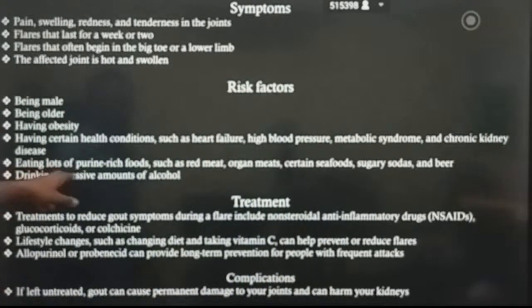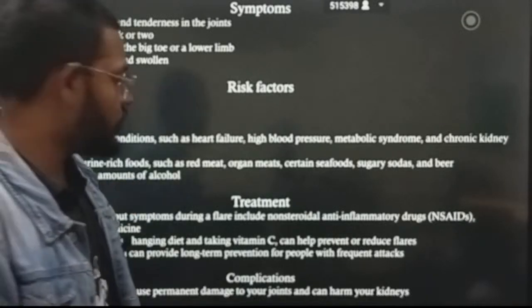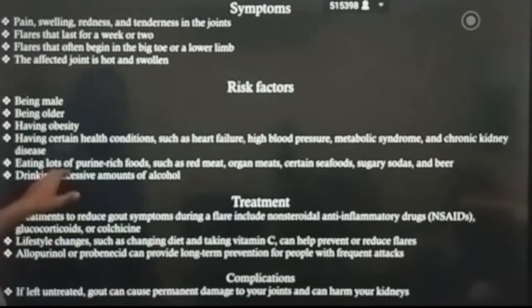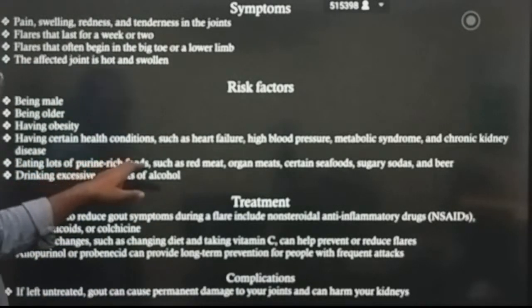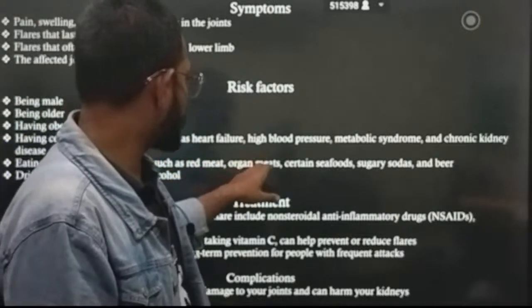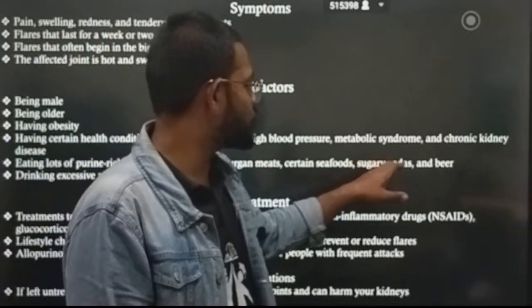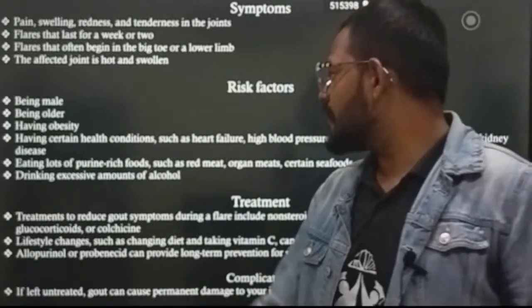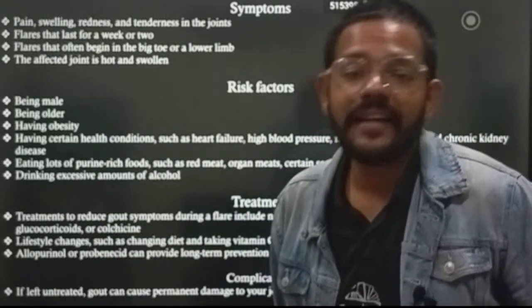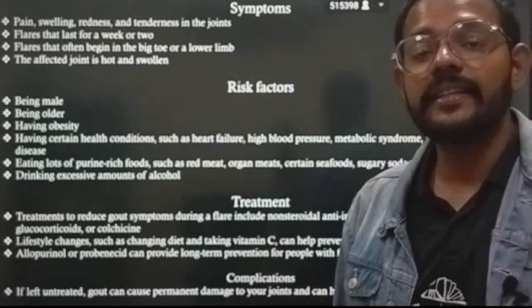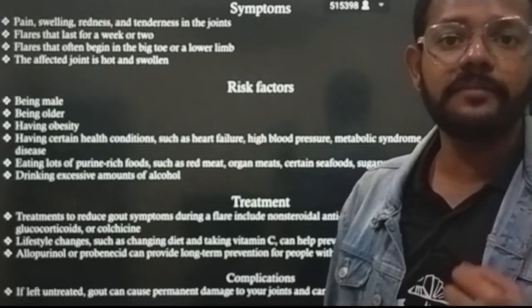Okay, next, drinking excessive amounts of alcohol. Bad thing. Eating a lot of purine-rich food such as red meat, organ meat, certain seafood, sugary sodas and beer. Foods that have more protein and purine, due to that it will accumulate in the form of uric acid in the joint, that purine.